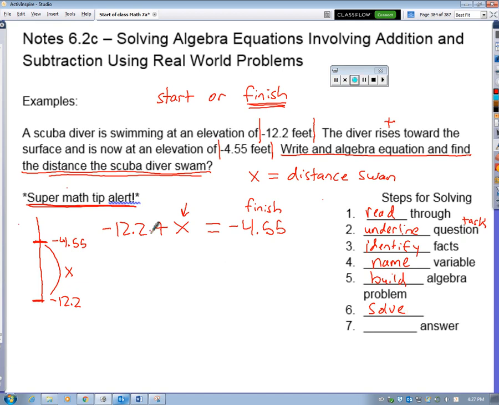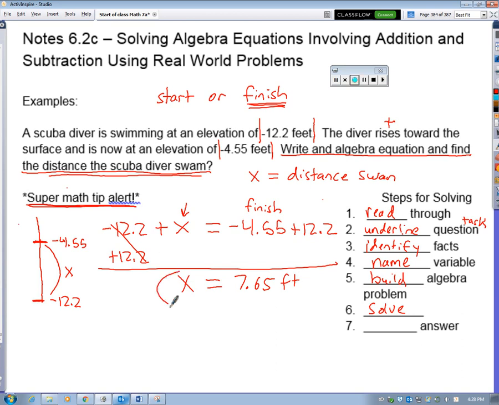We need to cancel out the number that is over here using our steps. To cancel out this number, we need to do the opposite. So the opposite of negative 12.2 is positive 12.2. That lets me cancel that off. And then I'm going to add positive 12.2 over here because I have to do the same thing to the other side. Draw my line, bring my x down, bring my equal sign down. Then I have to do the math on this here, and when we take negative 4.55 plus 12.2, that is going to get me 7.65 feet.